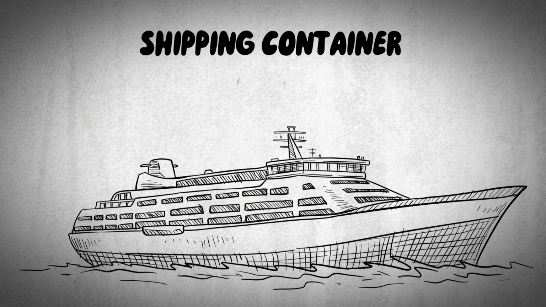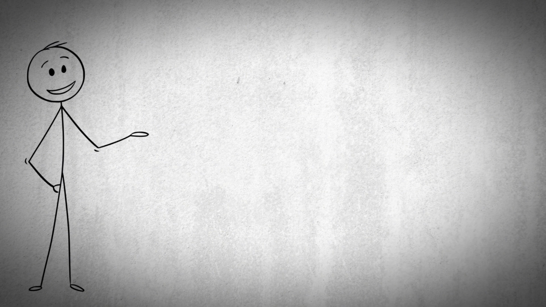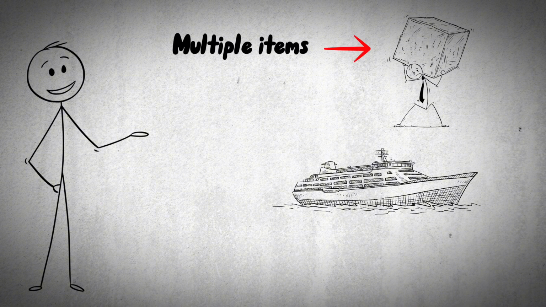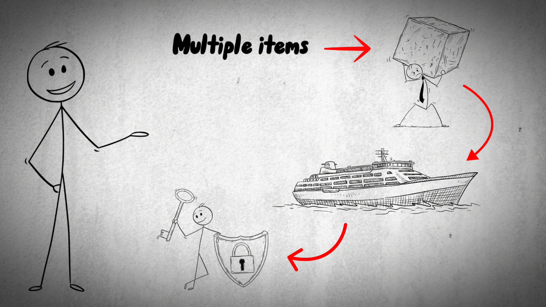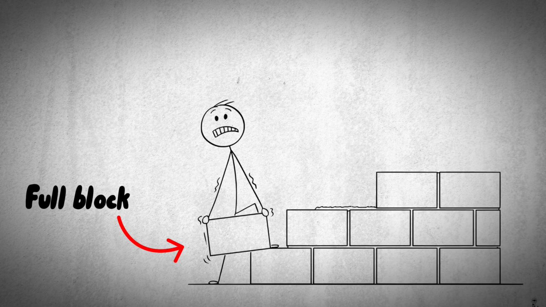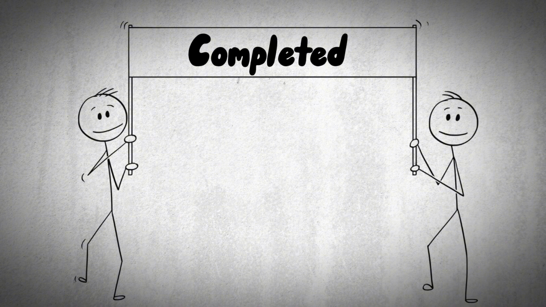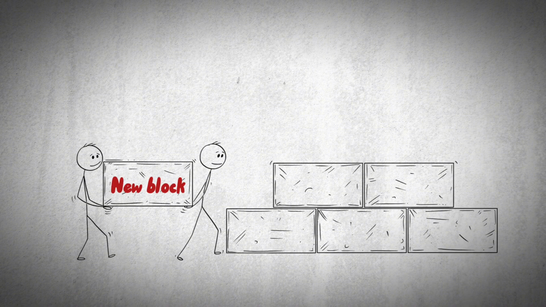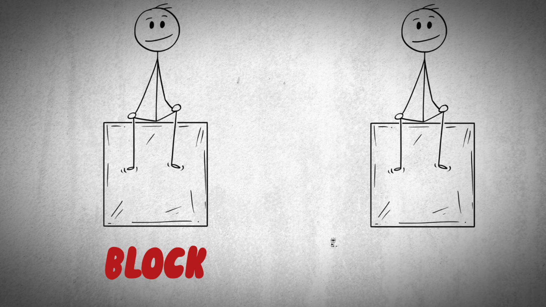Here's another way to imagine it. Think of a block like a shipping container. You don't ship one item at a time. You pack multiple items into one container, seal it, and then send it off. That's what a block is, a sealed container full of data. When a block is full, it's added to the chain, and once it's added, it's considered complete. A new block is then created. This is why it's called a blockchain.